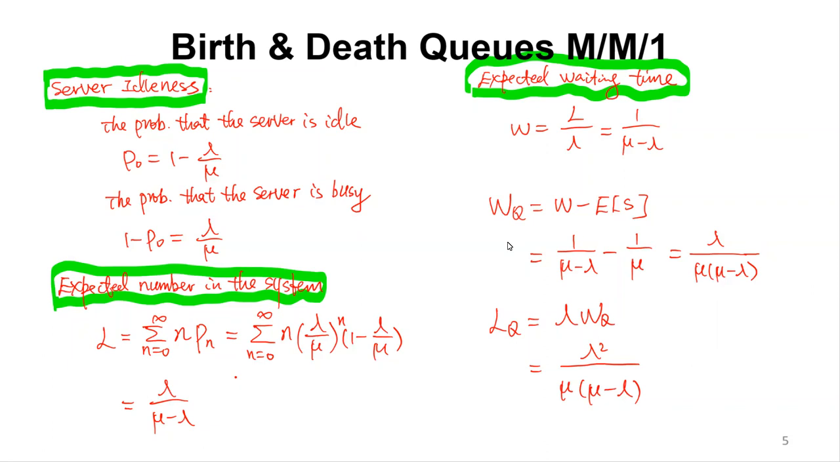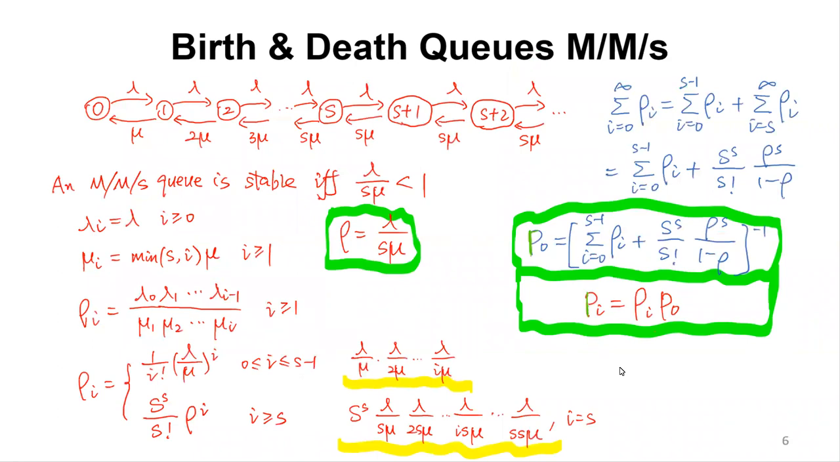If we know the waiting time in the queue, based on Little's law we will be able to get the average number of customers waiting in the queue. So this is lambda times WQ, and we multiply by lambda: lambda squared over mu minus lambda. So now we have finished the M/M/1 queue.